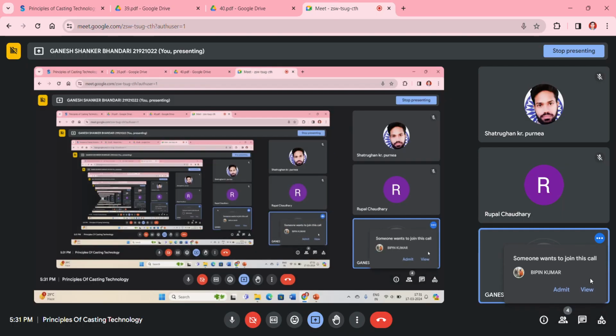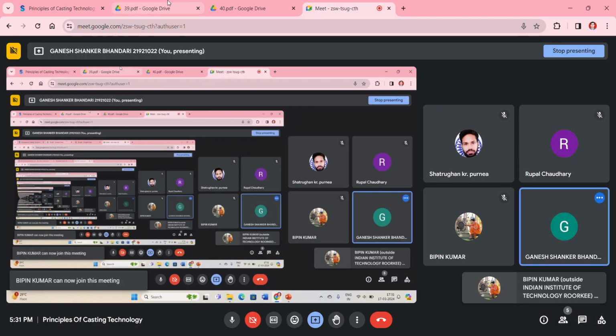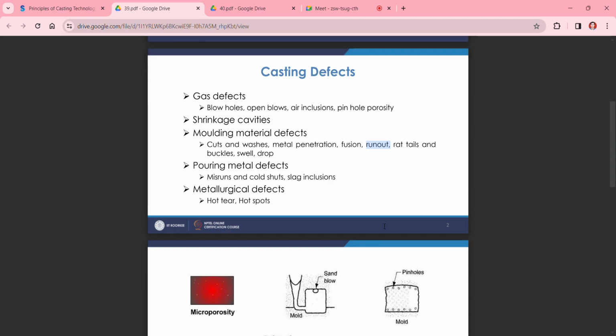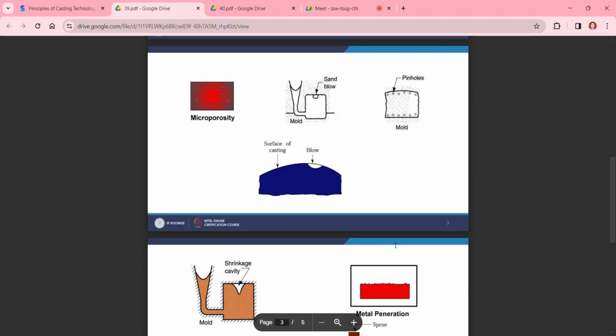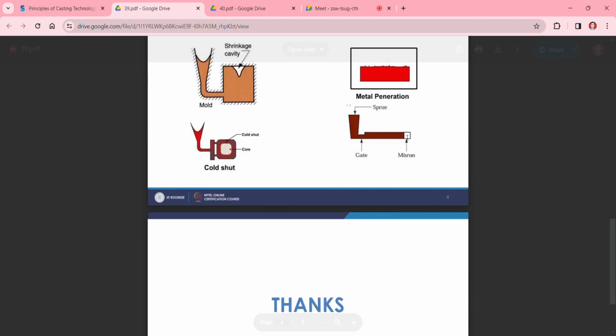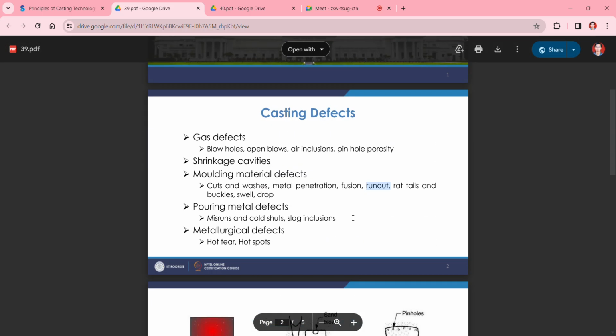Then coming to pouring metal defects. Pouring metal defects, we talk about misruns, cold shuts and slag inclusion. So misrun will look like this. Your molten metal has not flown to the last point of your casting. It has gotten solidified before the last point of the casting. So that defect is known as misrun.